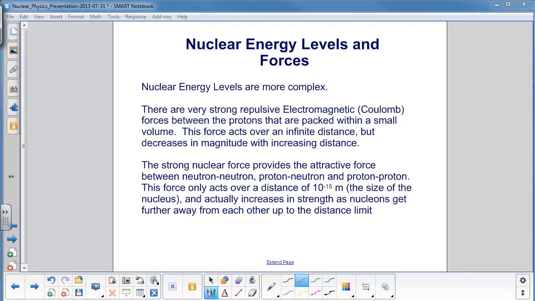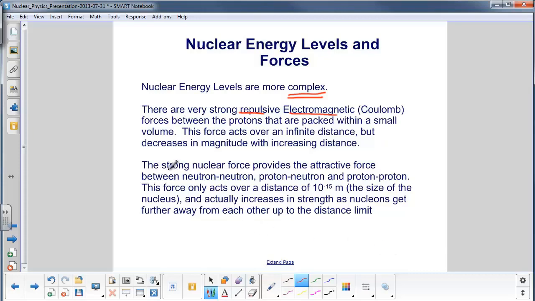The nucleus also has energy levels, but they're much more complex than the electrons. The reason is you have very strong repulsive, in this case, electromagnetic forces, the Coulomb force, between the protons that are packed within a very small volume. The force acts over an infinite distance, but decreases in magnitude as they get further apart. But the protons never really get too far apart from each other. They're compacted into that femtometer range.